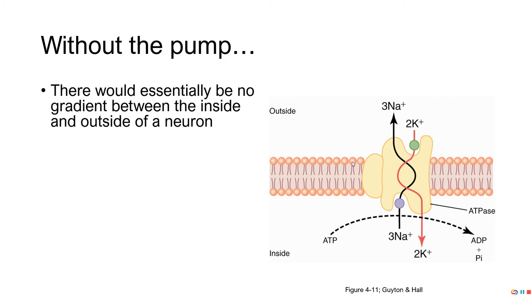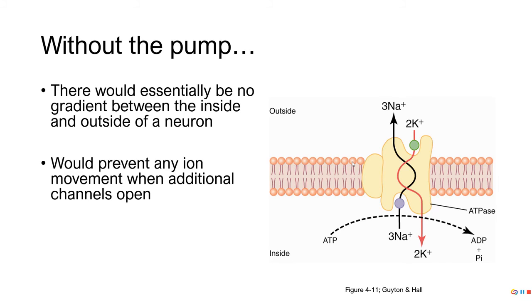Okay, and so what would happen is we would essentially eliminate any ion movement when we open additional channels. Okay, remember, we're at an equilibrium point with the pump, with the leak channels, with the proteins. But if we change the system by opening doors, which is what happens when an action potential starts, we need that gradient so that sodium can go in or potassium can go out. If there's no gradient, it doesn't matter if I open a door, nothing's going to move. Or if it's a small gradient, things are going to move very slowly, and that's not great either. And so really, without the pump, there wouldn't be any action potentials.